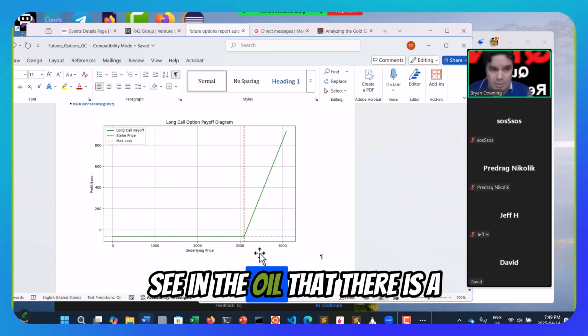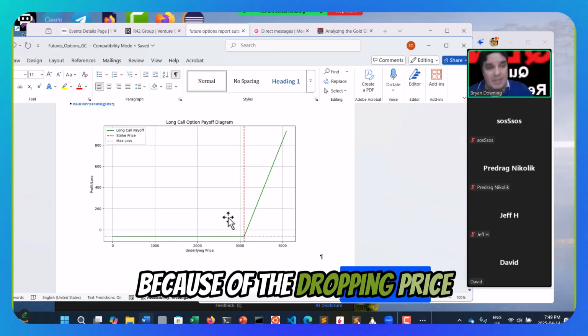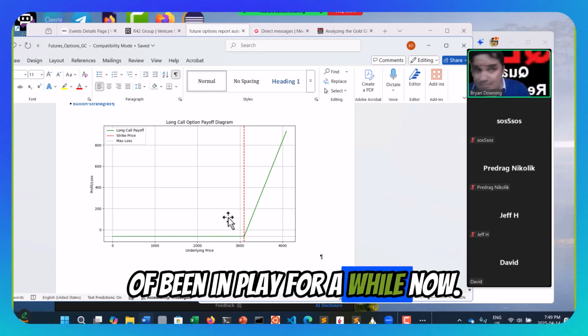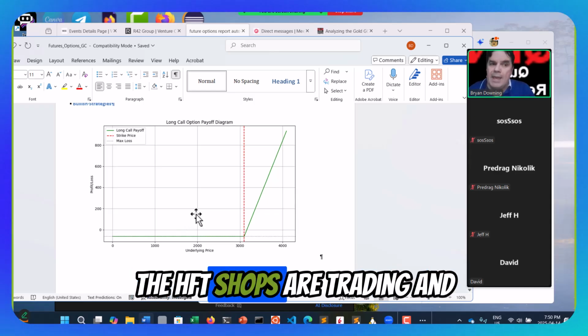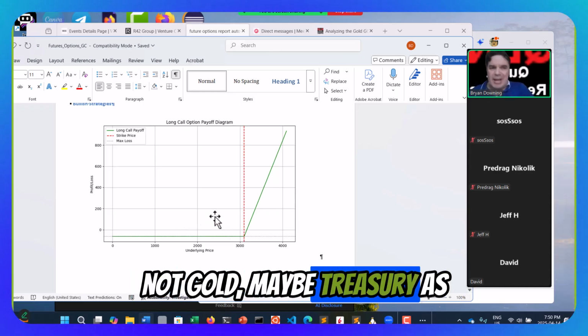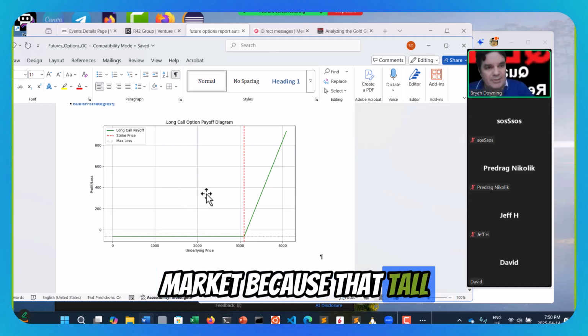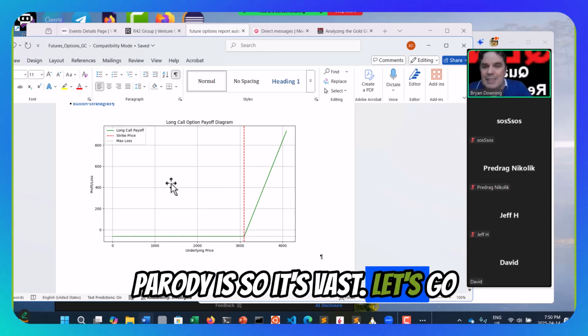You'll see in oil that there is a classic opportunity there because of the dropping price in oil, and that's been in play for a while now. So that's where I think a lot of the HFT shops are trading, and not gold, maybe not treasury as well, but definitely in the oil market, because that put-call parity gap is so vast. Anyways, let's go ahead.